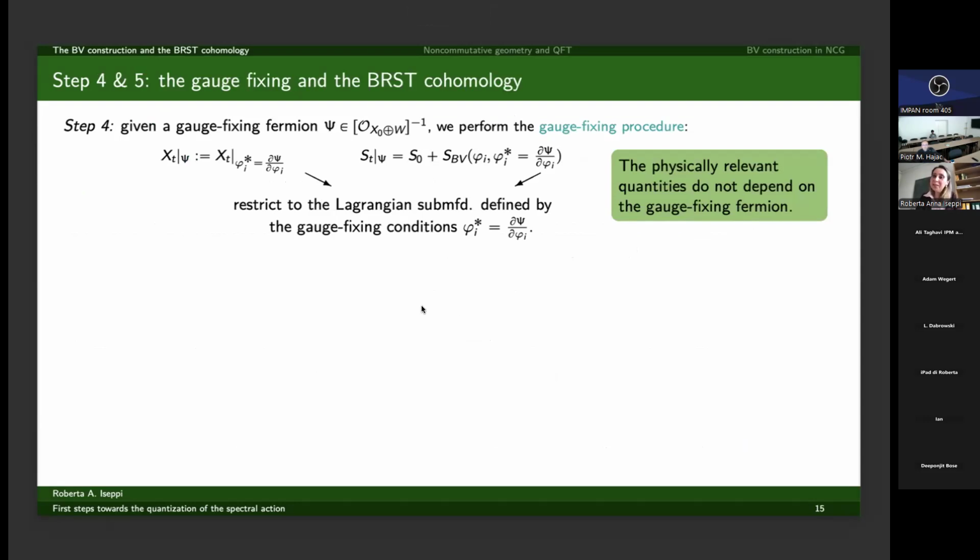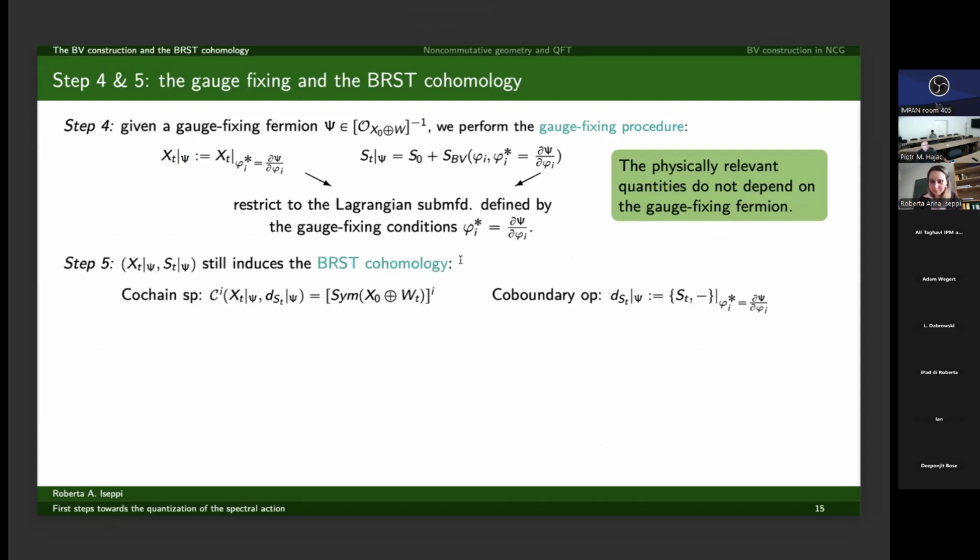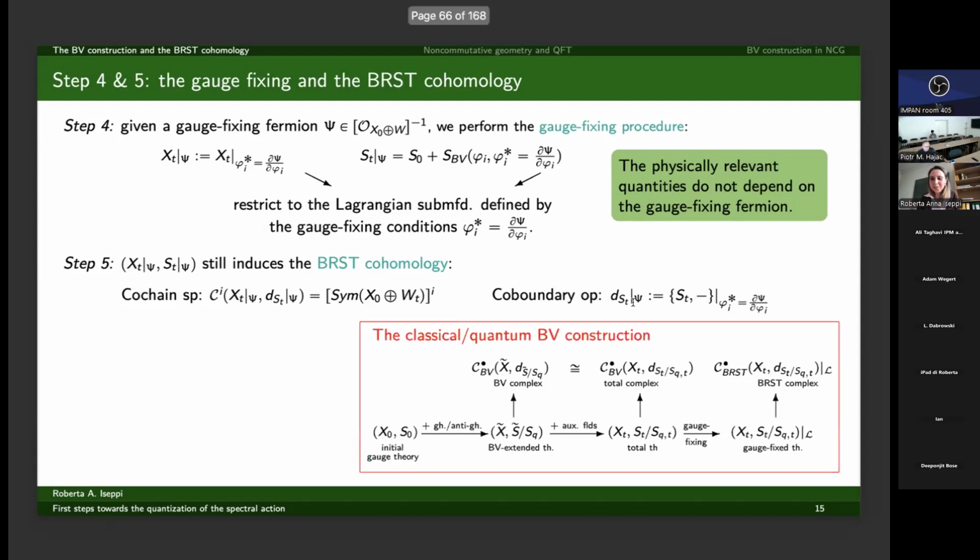Because now we have everything that is needed for implementing the gauge fixing procedure and finding our Lagrangian submanifold, which is indeed defined by this gauge fixing condition. And the last cohomology entering is this BRST cohomology, that now is only determined by the ghost, and as a coboundary operator, just the restriction of the BV coboundary operator on this Lagrangian submanifold. I know that was a long story, but this is a summary of what this BV construction is. It's a bit complicated, made of a few steps.